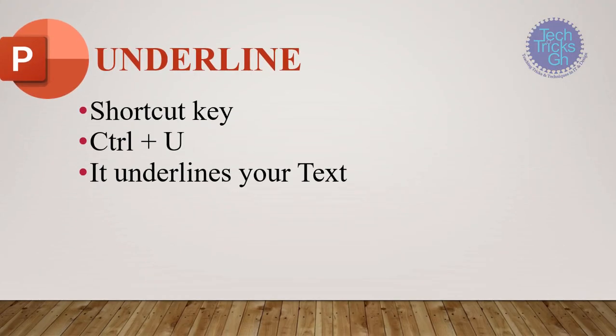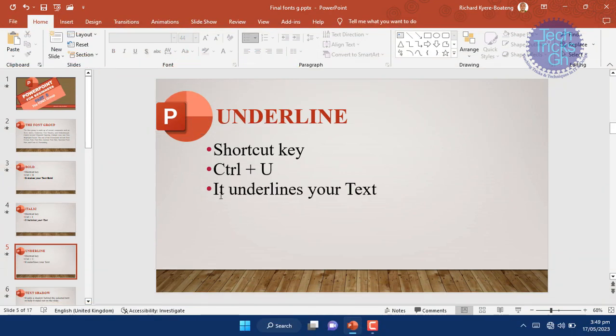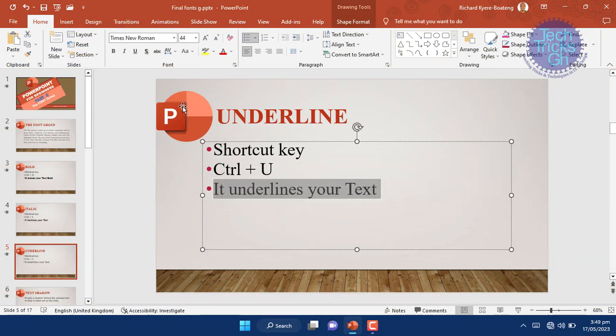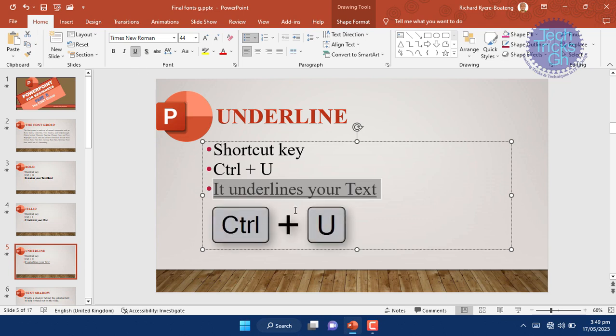Underline. The shortcut key is Ctrl+U. It underlines your text. To use this command, select or highlight your text and click the underline command to underline the text. You can press Ctrl+U to achieve the same goal.